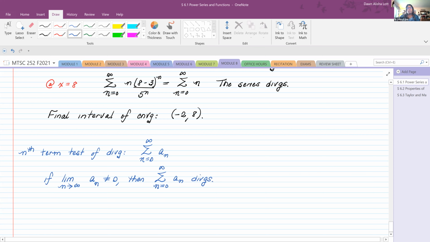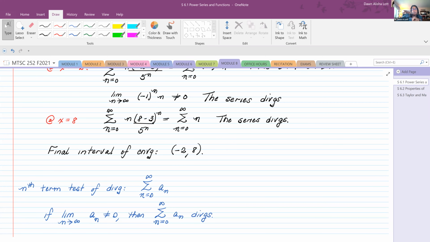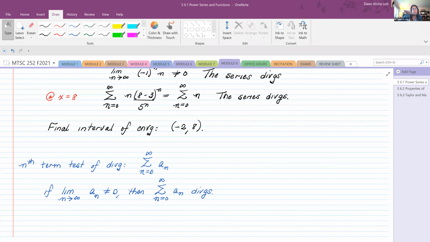Okay, so when I look at the limit of this, that thing doesn't even really have a limit. n goes to infinity, so this n itself is going to positive infinity. That thing's not going anywhere near 0. So that limit blows up, and the series diverges as well. So we use the nth term test of divergence. So you have to know all 12 tests to be able to do the test on the power series. Okay, any questions about that?